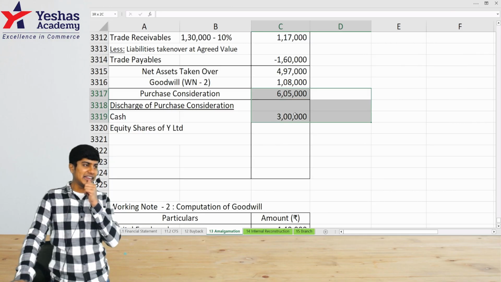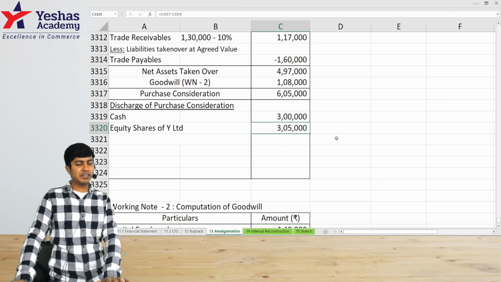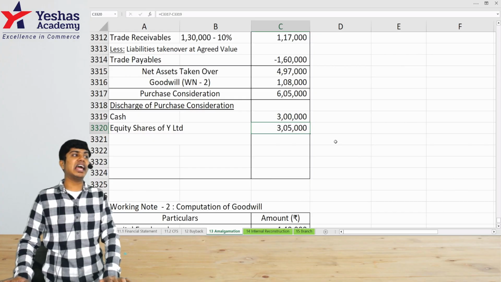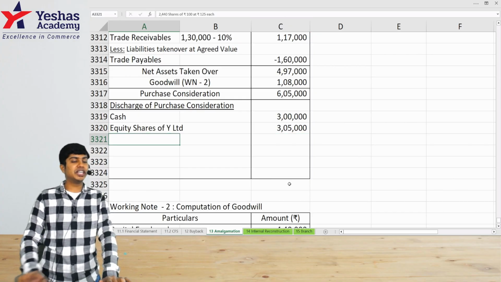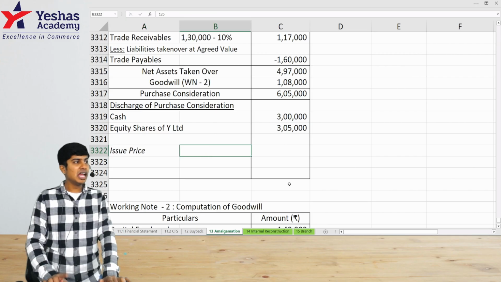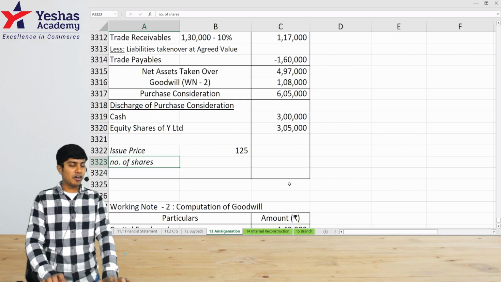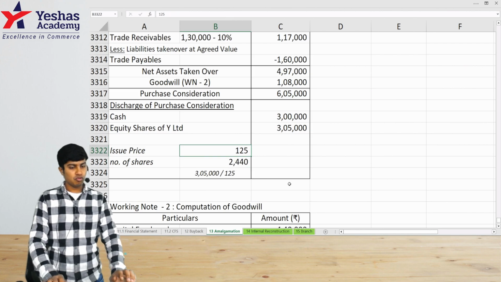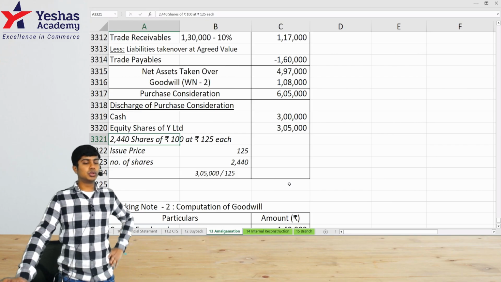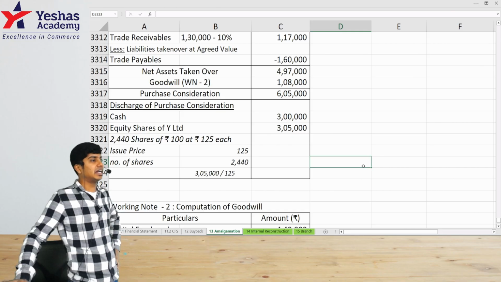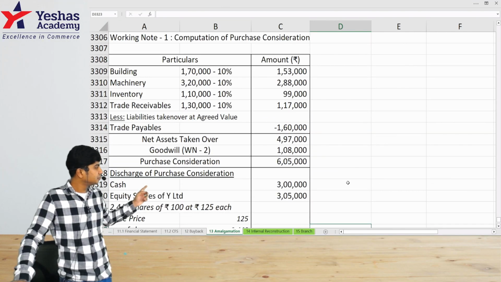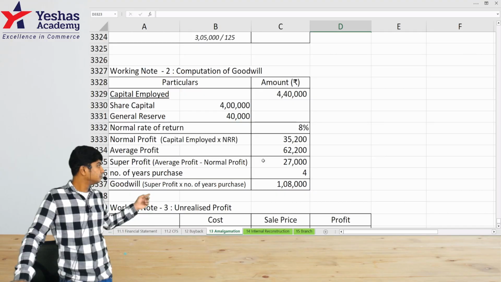6,05,000 is settled by 3,00,000 rupees cash. Balance to be given by equity shares is 3,05,000. This is not 3,05,000 shares, it is 3,05,000 rupees. Nominal value of the shares is 100, but issue price is 125. Number of shares to be given is 3,05,000 divided by 125, which is 2,440. So we are going to issue 2,440 shares of rupees 100 each at rupees 125. By this I am done with my PC computation after NATO and goodwill.